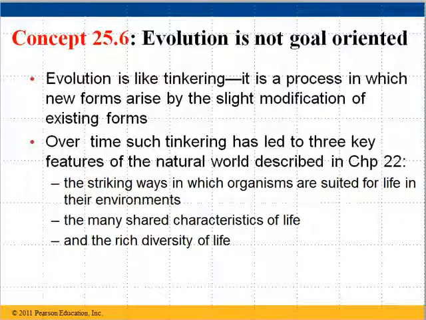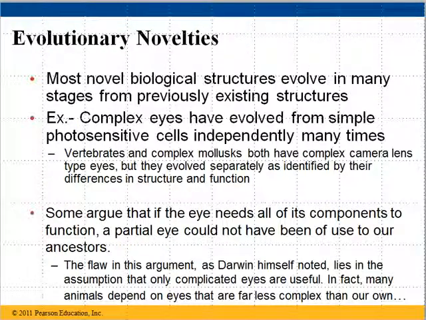Over time, such tinkering, such working with what it has, led to three key features that we talked about in the natural world described in chapter 22: the striking way in which organisms are suited for life in their environments, the many shared characteristics of life, and then the rich diversity of life that we see. It's very rare for new parts, for evolutionary novelties, to simply appear without some sort of precursor, because that's not really the way evolution works.